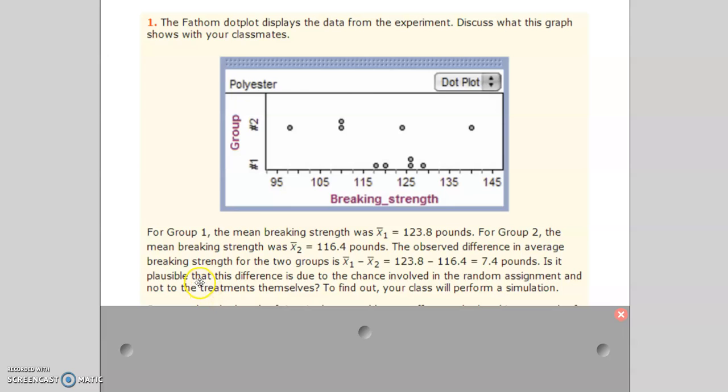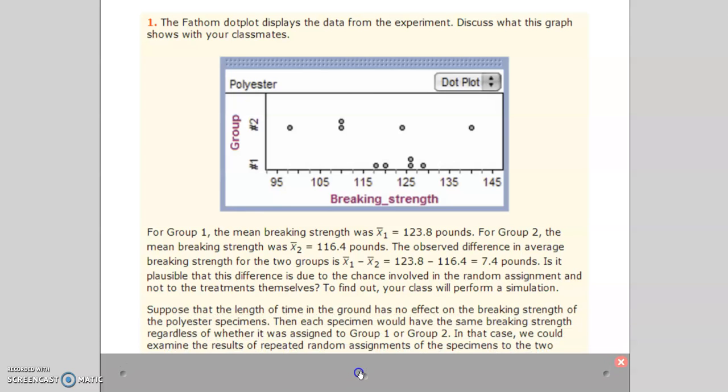So is it plausible that this difference is just because of chance involved in the random assignment and that the two treatments themselves didn't do anything? Well, to find out, we're going to do a simulation.